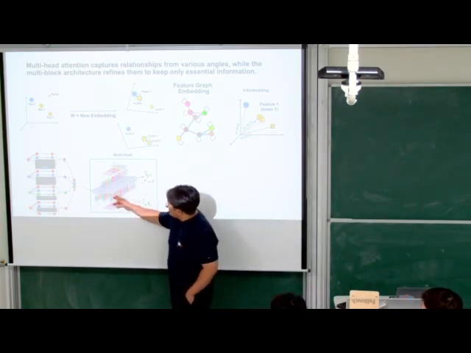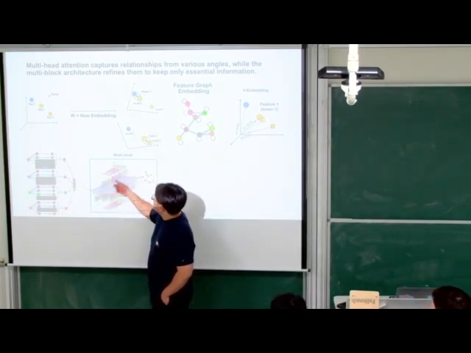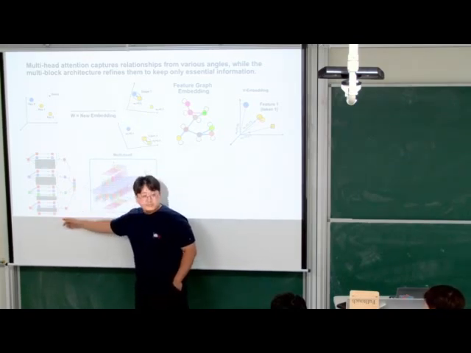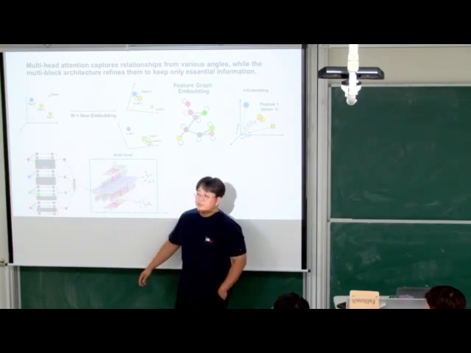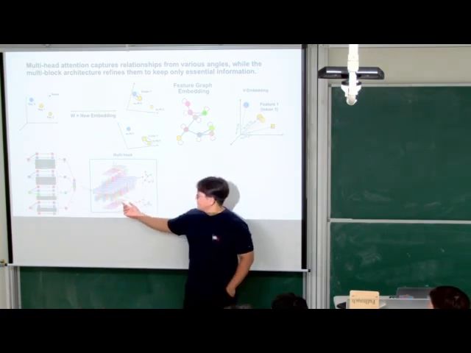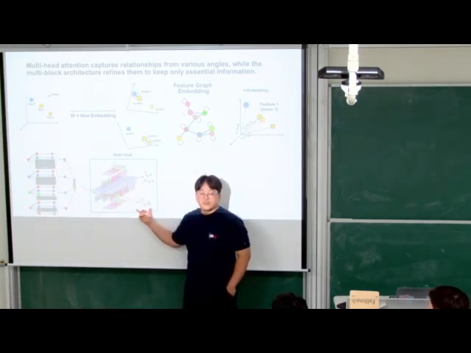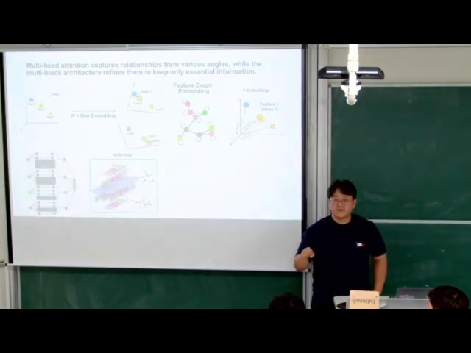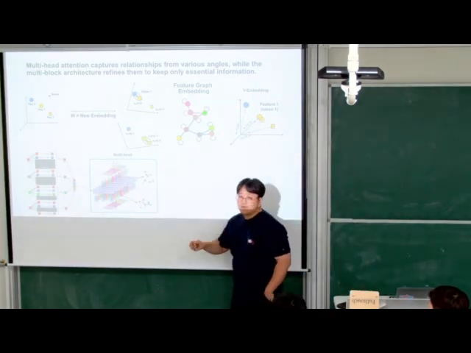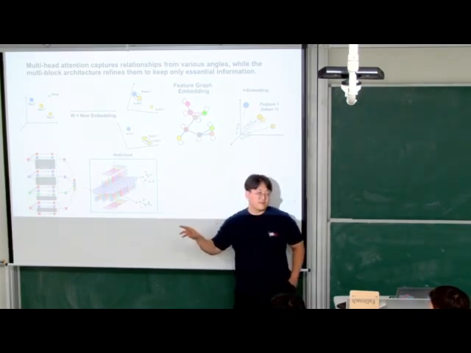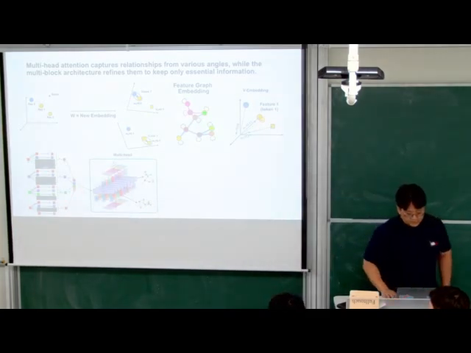So we call this a multi-head structure. Each head corresponds to a self-attention structure, and these are independent of each other. That means each structure learns different features, different graph embeddings. Each head takes a different role. Some feature graphs focus on the color, some focus on the shape. That's the different role.